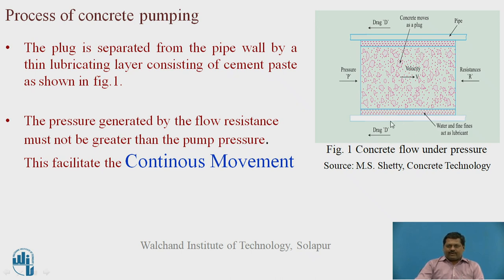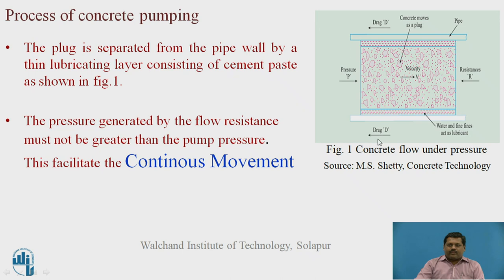This is figure 1, in which concrete flow under pressure is shown. The references or sources are given here. You can see here, pressure is applied to this concrete mass, and at these two inner wall surfaces, concrete moves as a plug. And these are two lubricating films. If the lubricating films are there, then the friction will be less, and the resistance offered will be less. Pressure is applied, and your concrete will flow.